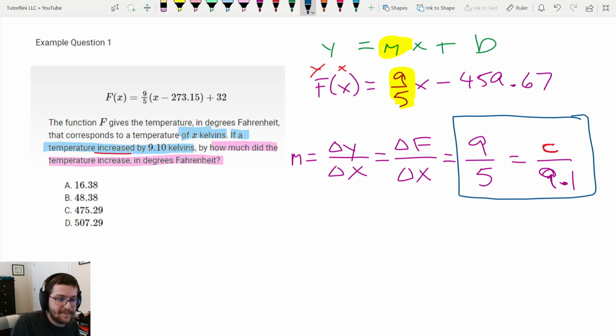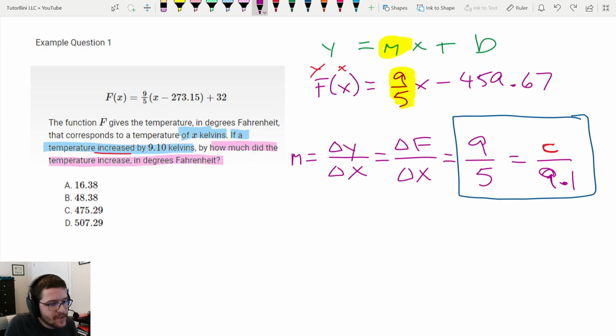But I just want you guys to see, always make sure that the kelvins was on the bottom. Do a double check. Okay, 9.1 kelvins, that's on the bottom the whole time. Yep. And then F is Fahrenheit, which is your Y. So that should go on top. So that is on the top the whole time.